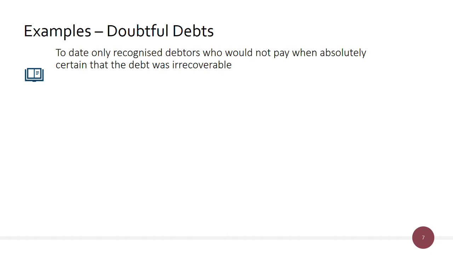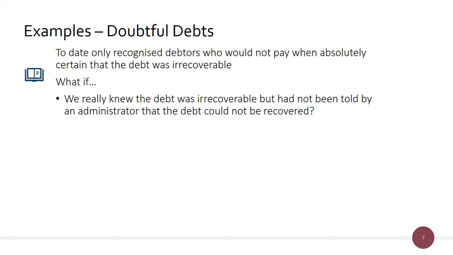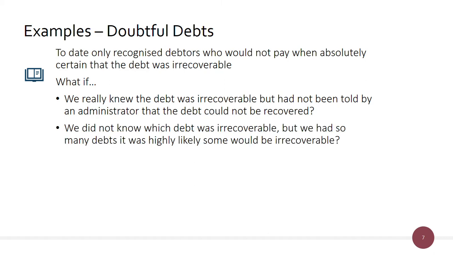Now doubtful debts. Now previously, to date, you've only really been recognising irrecoverable debts when you've been told that you're absolutely certain that the debt was irrecoverable. But what if you had a good inkling that the debt was irrecoverable? You hadn't quite been told by the administrator that it's definitely irrecoverable yet, or you've got a whole series of debts, hundreds and hundreds of debts and millions of pounds worth of debtors in your accounts. You don't really know who has gone bankrupt yet, but you've got a pretty good idea that somebody somewhere is not going to pay your amounts. So it's highly likely that some of these things are irrecoverable already.